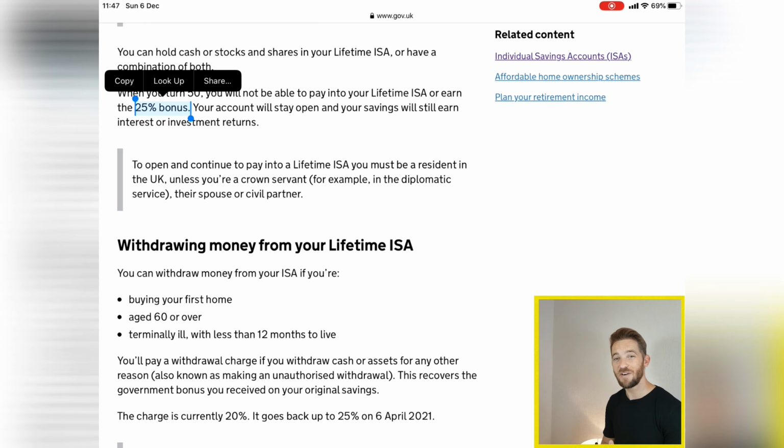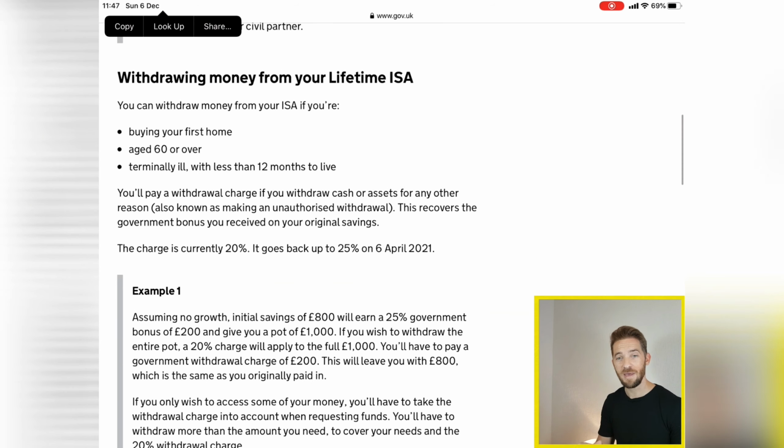The amazing advantage that the lifetime ISA has over a pension scheme is the fact that when you get to 60 years old, the entire pot is tax-free. You can take the whole lump sum tax-free. Even if it's 1.5, 1.6 million pounds, you can take that tax-free.